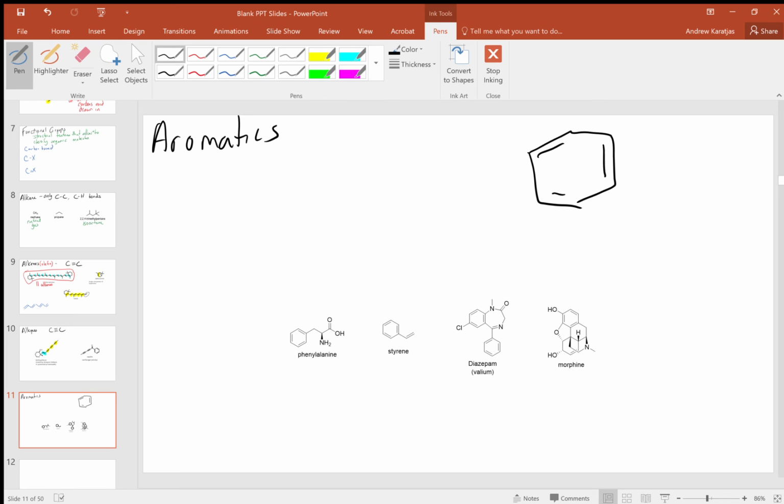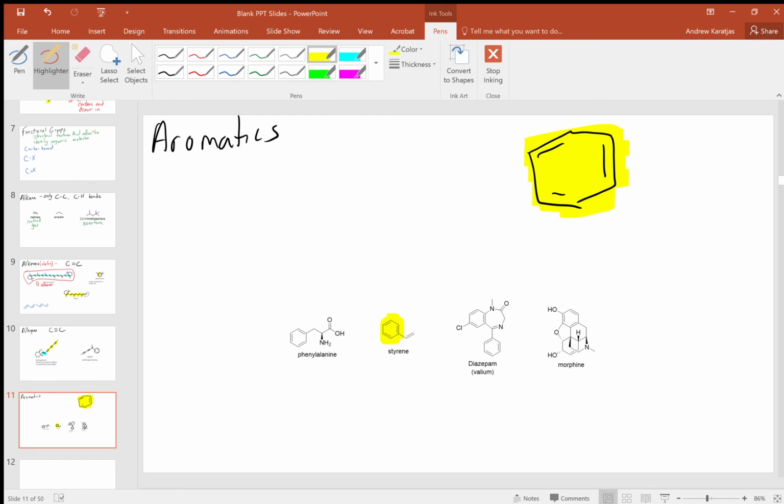Now, we may talk about in a future part of this course that there are actually many, many other types of aromatic rings, and some of them are extremely important. But right now, today, we're going to focus on this as our aromatic ring, because it is the most important, the most common. And you can see some examples here.